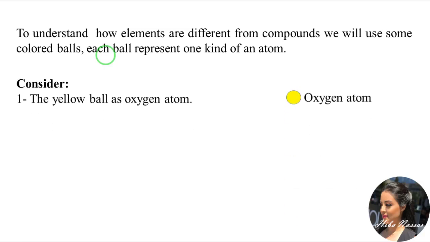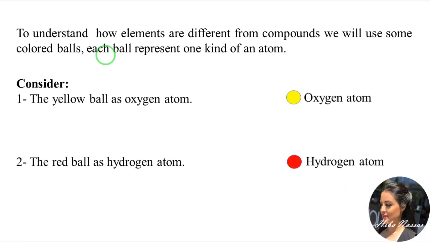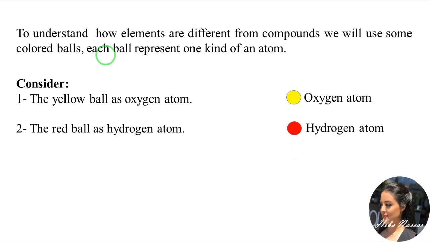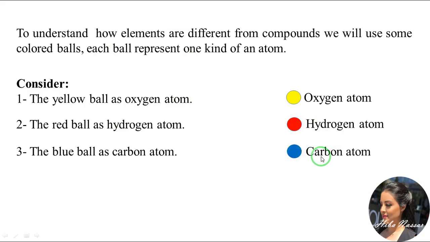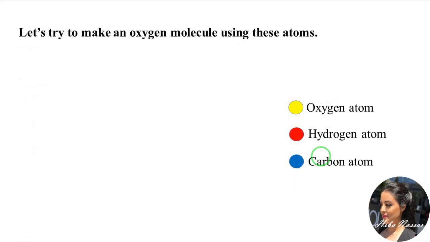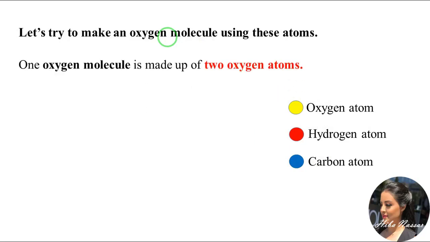Consider the yellow ball as the oxygen atom, the red ball as hydrogen atom, and the blue ball as the carbon atom. Let's try to make an oxygen molecule using these atoms, knowing that one oxygen molecule is made up of two oxygen atoms. So I'm gonna use two yellow balls here in order to construct the oxygen molecule.